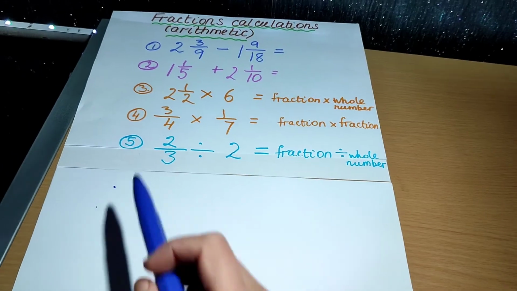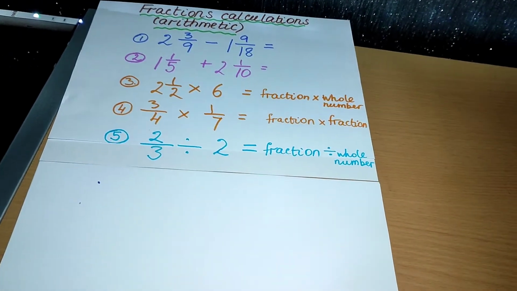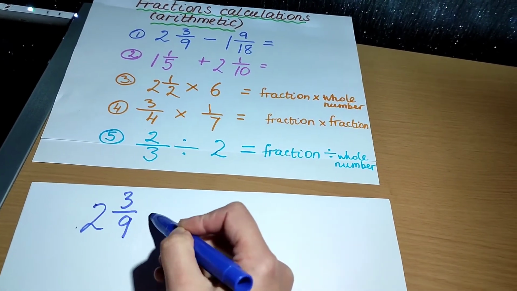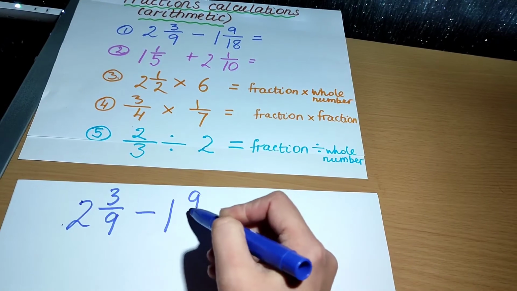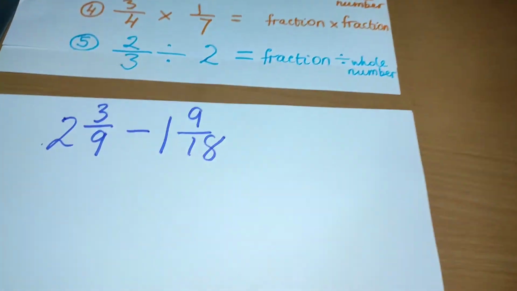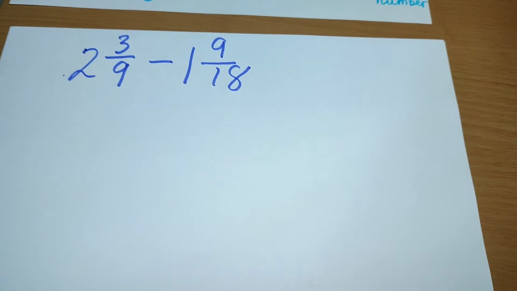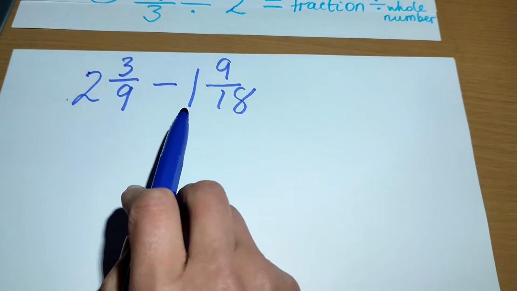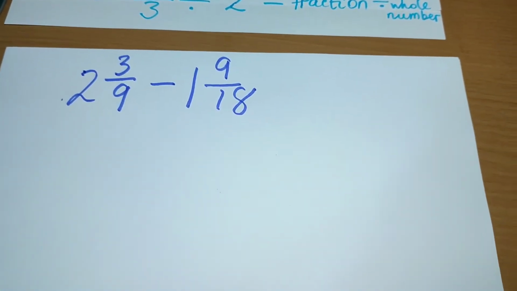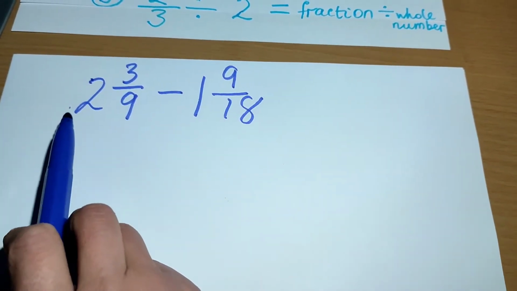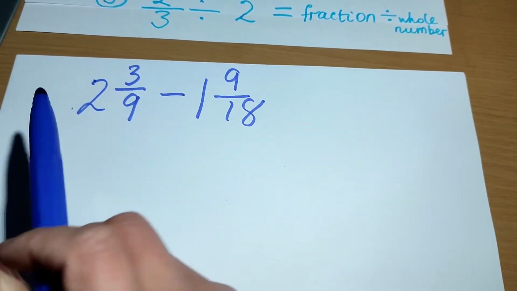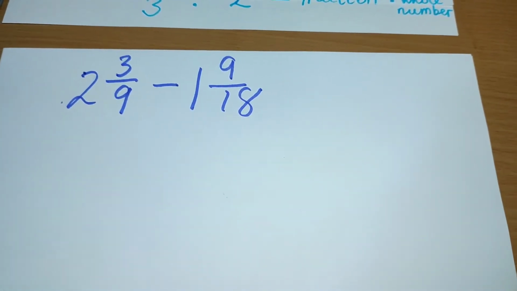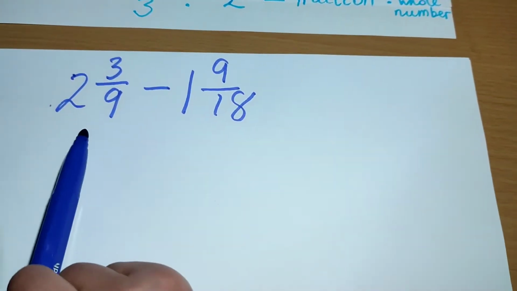So let's start with this subtraction calculation. We have 2 and 3 ninths, take away 1 and 9 eighteenths. Okay, so what shall we do first? The first thing we do, let's turn these mixed numbers into improper fractions. Right now they're mixed numbers because they've got a whole number and a fraction next to it. Let's turn them into improper fractions, into fractions with a numerator higher than the denominator. So do you remember how we do that?